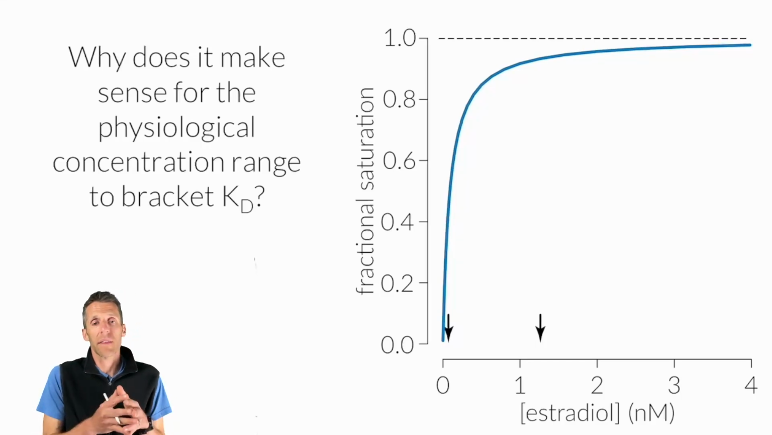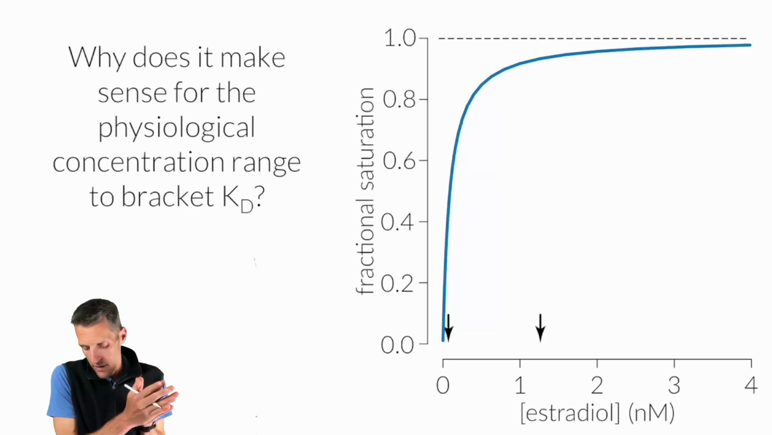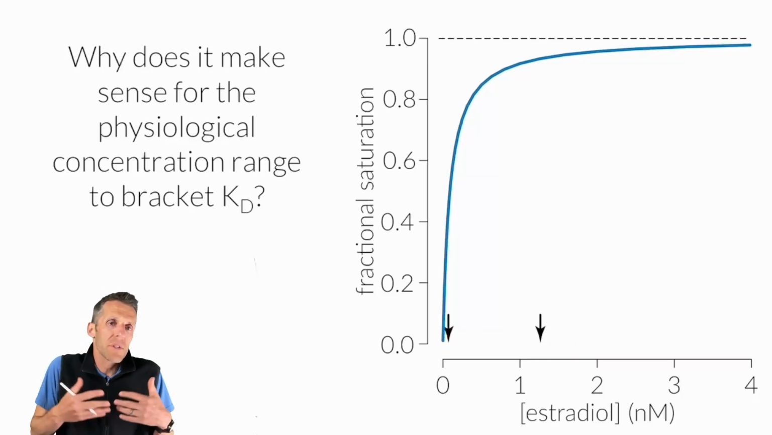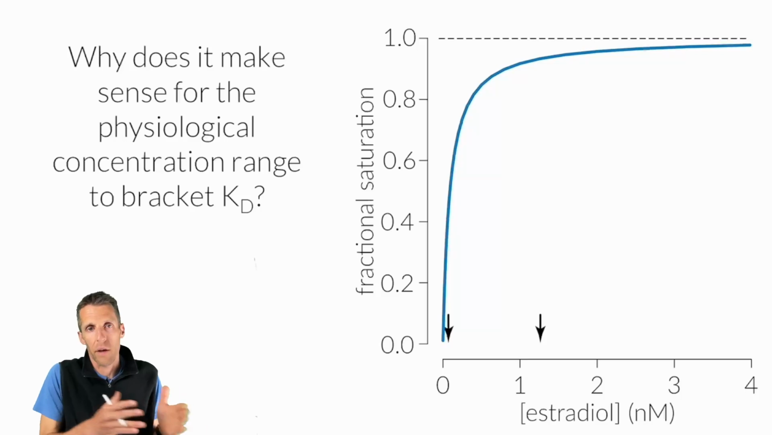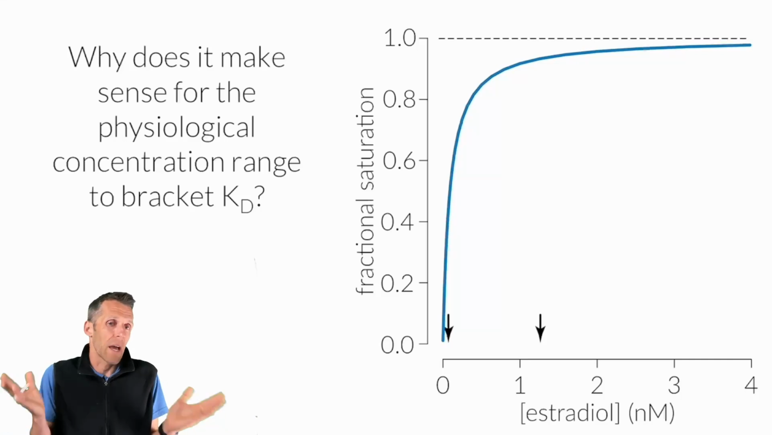If you look at the reference values for an adult human female, the reference values for blood estradiol concentrations range from here to here, these black arrows. So why does it make sense? A good review here. Why does it make sense for the physiological concentration range of the molecule that binds to the receptor to bracket the KD?